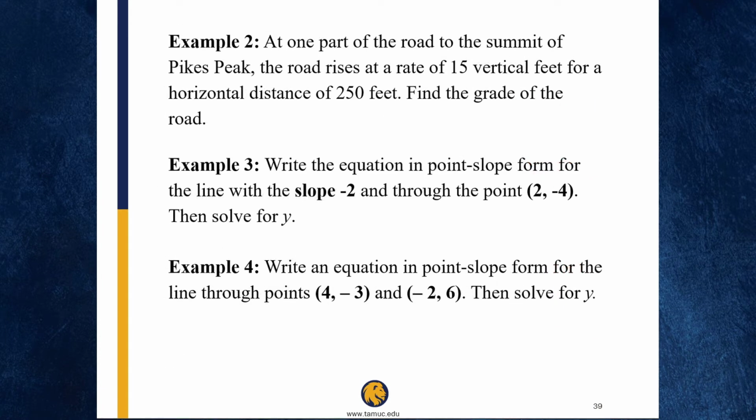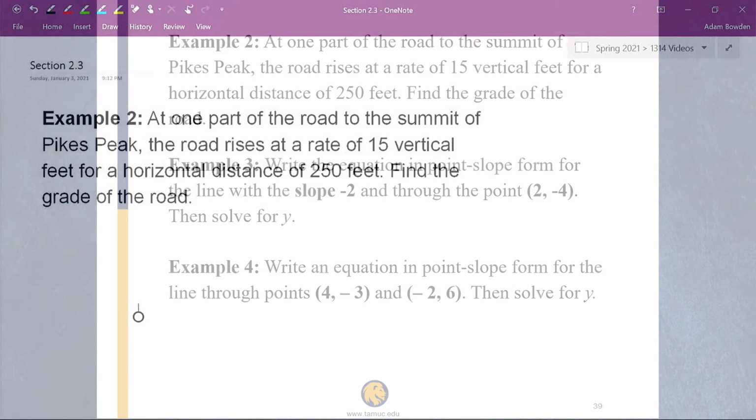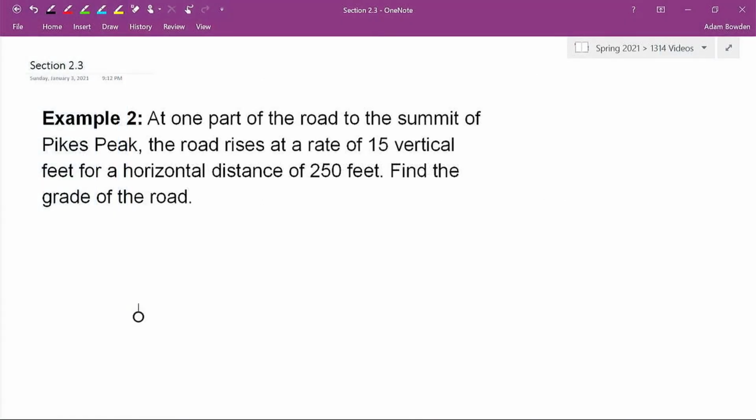Now we're going to go through a few examples of using the slope formula, but also using some of the other equations of a line, such as point slope and slope intercept form. The first example says, at one part of the road to the summit of Pikes Peak, the road rises at a rate of 15 vertical feet for a horizontal distance of 250 feet. Find the grade of the road.